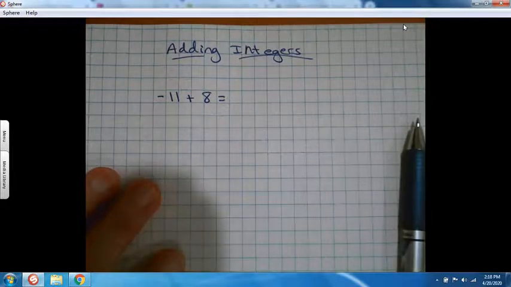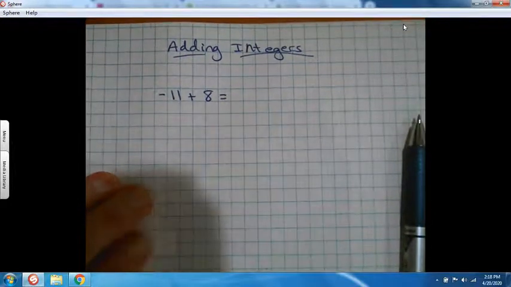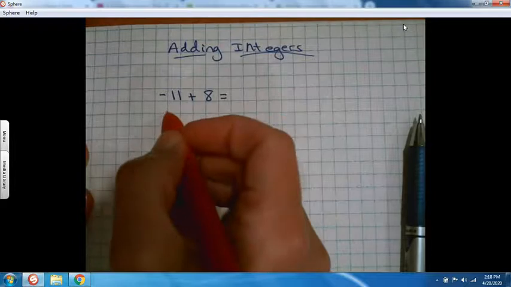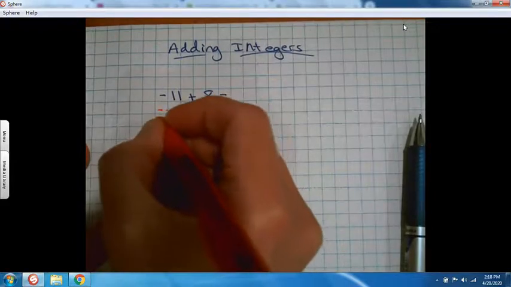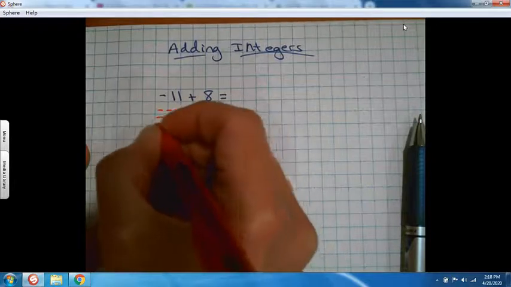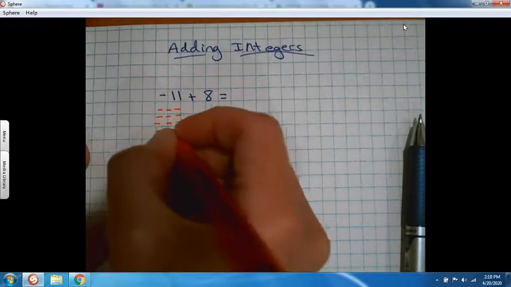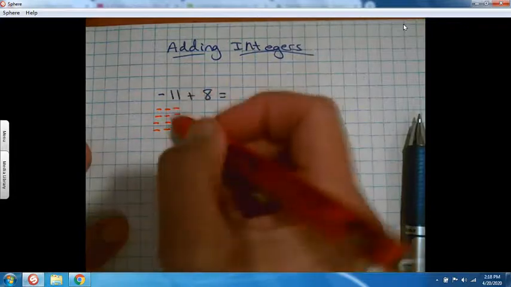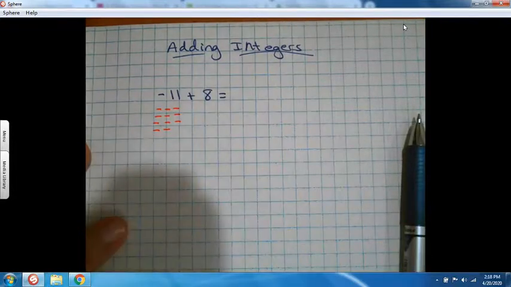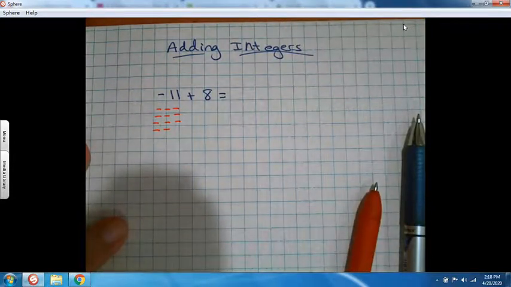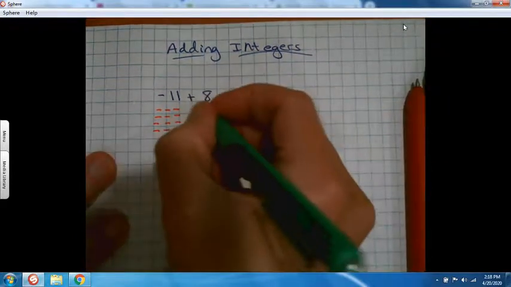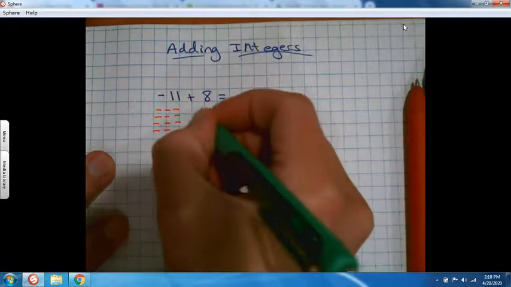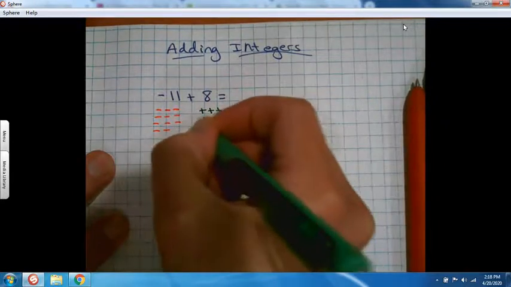By drawing pictures, what I mean is you literally draw 11 negatives. 1, 2, 3, 4, 5, 6, 7, 8, 9, 10, 11. You've got 11 negatives in this pile. And then how many positives do we have? We have 8 positives. 1, 2, 3, 4, 5, 6, 7, 8.